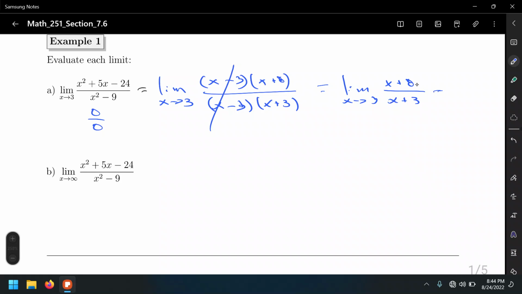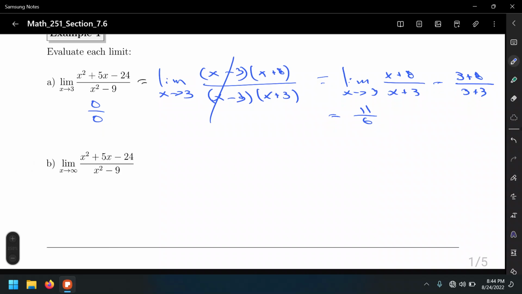As x approaches 3, in this case, 3 plus 8 over 3 plus 3, which is 11 over 6. And that's the final answer. So we get that after trying the algebra, and that's because we got the 0 over 0 indeterminate form.